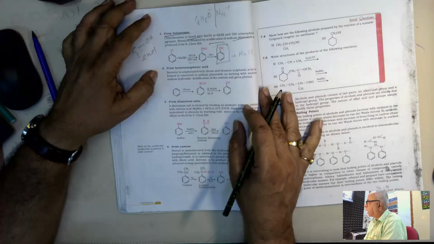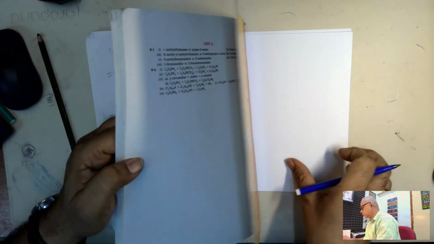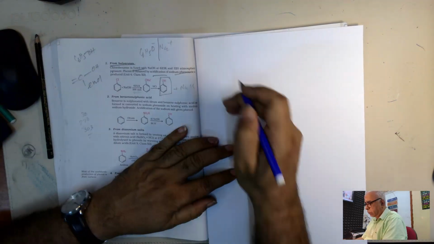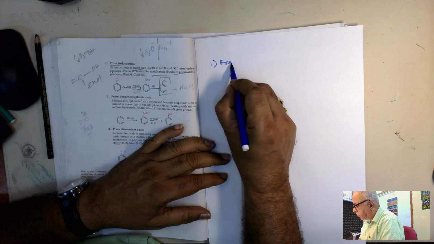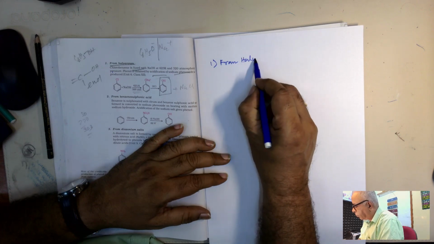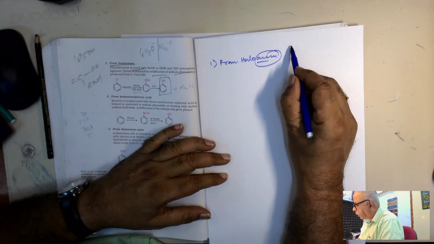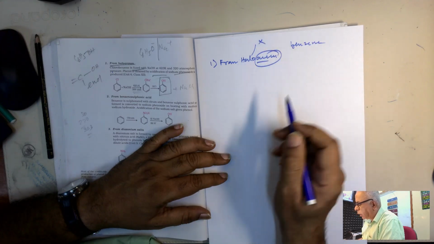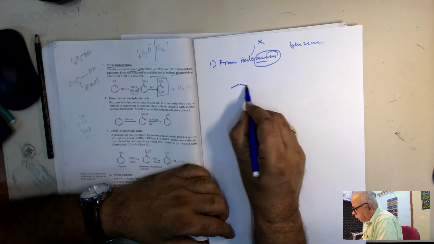So what do you mean by haloarenes? So the first method is from haloarenes. What do you mean by haloarenes? Arene means benzene based compound, aromatic compound. Halo means fluorine, chlorine, bromine, iodine. So let us consider chlorine. So chlorobenzene. So let us have chlorobenzene.